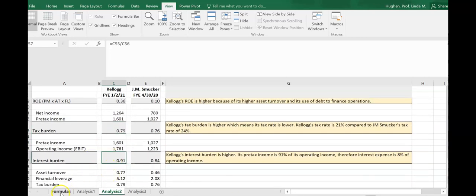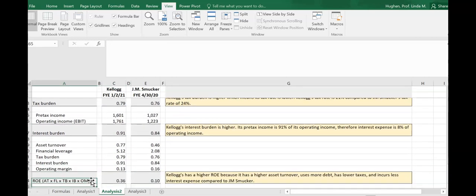Kellogg has a higher interest burden. Again, look at this the same way we did the tax burden. Higher numbers are going to be better because we're retaining a greater portion of our operating income when we're calculating pre-tax income, after that non-operating interest expense.